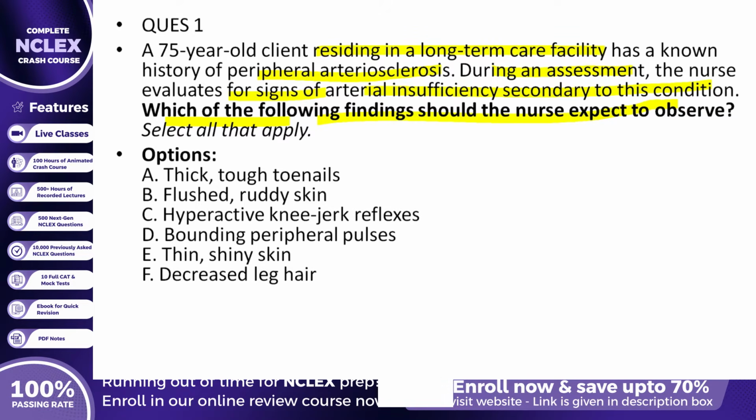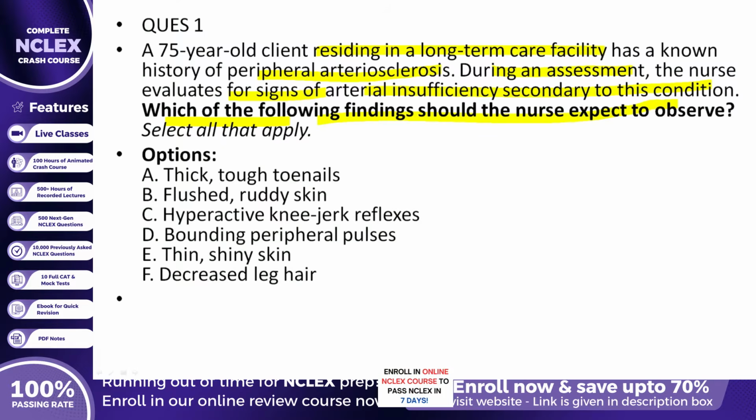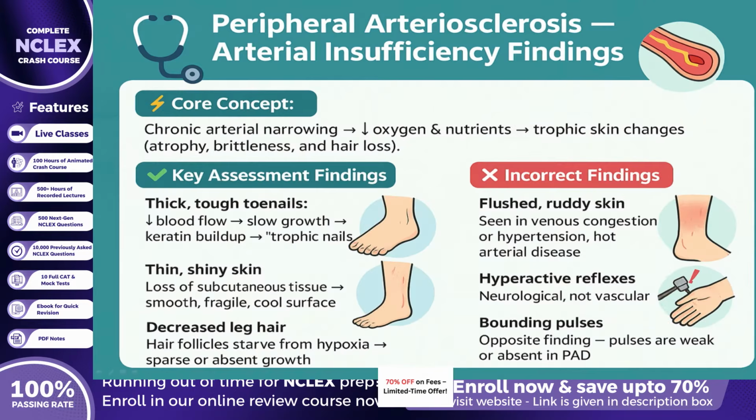Delving deeper into the rationale, peripheral arteriosclerosis is a progressive disorder involving the thickening and hardening of arterial walls that results in narrowed vessels and impaired oxygen delivery to tissues. Over time, the skin and peripheral structures experience degenerative or trophic changes due to reduced nutrient and oxygen supply. Recognizing these characteristic findings during assessment is essential for early identification of arterial insufficiency.